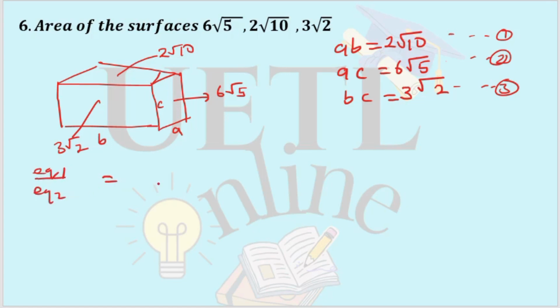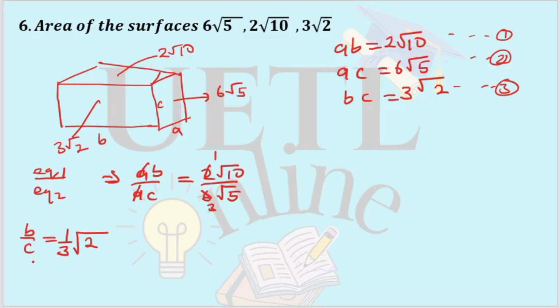Okay, so this means that AB over AC is equal to 2 root 10 over 6 root 5. Now we can cancel A and A. This leaves us with 2 over 6, which is 1 over 3. Then here we can see that B over C is equal to 1 over 3, and root 10 over root 5 is root 2. So B over C is 1 over 3 root 2.